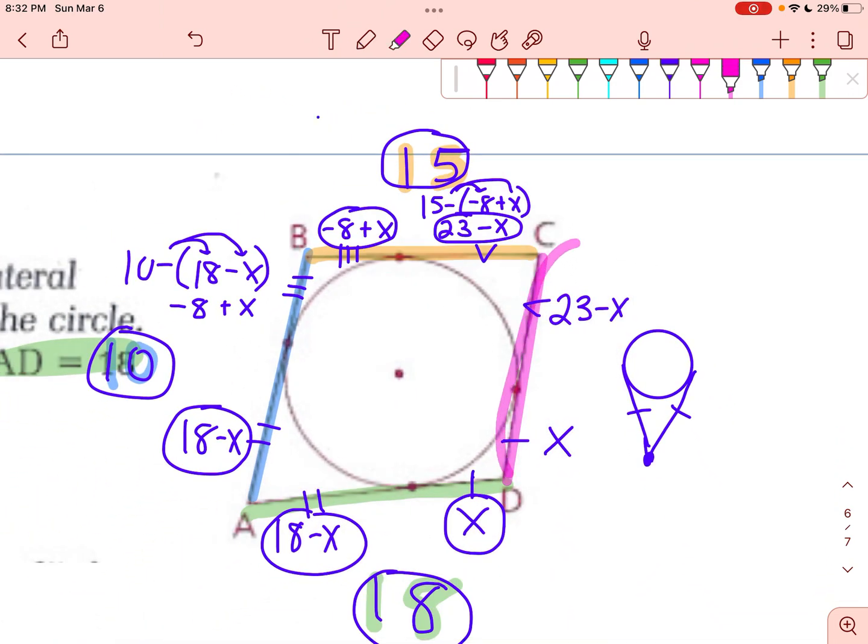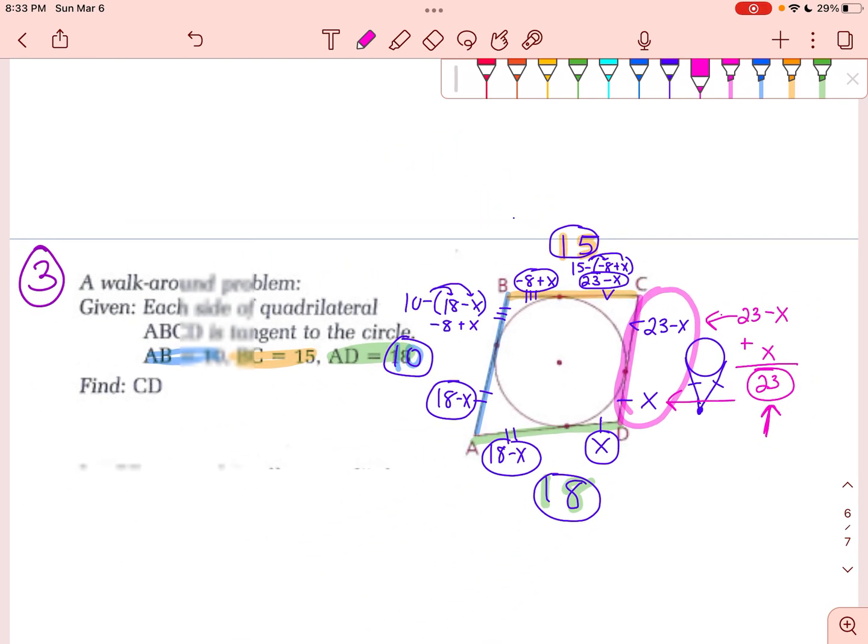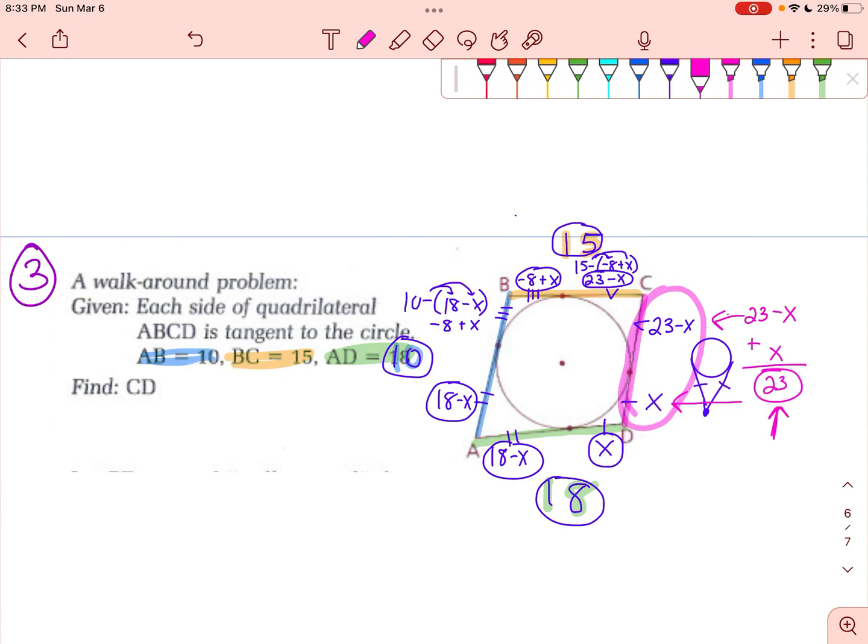So if you take a look at this pink part right here, this is magic. This is magic math. From C to D has to be this piece, which is 23 minus x, plus this piece, which is x, for a total of 23. So even though I don't know how big x is, I can tell you right now that this entire pink segment has to be 23. Okay, and again, that's called a walk-around problem.